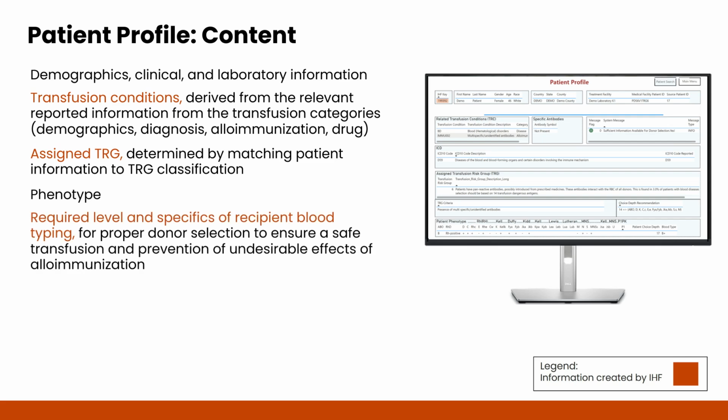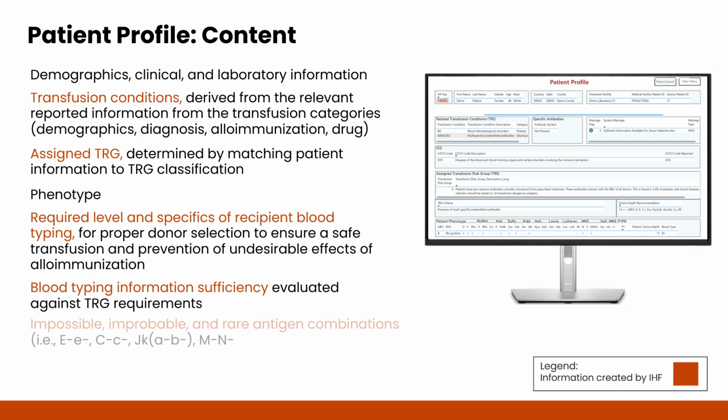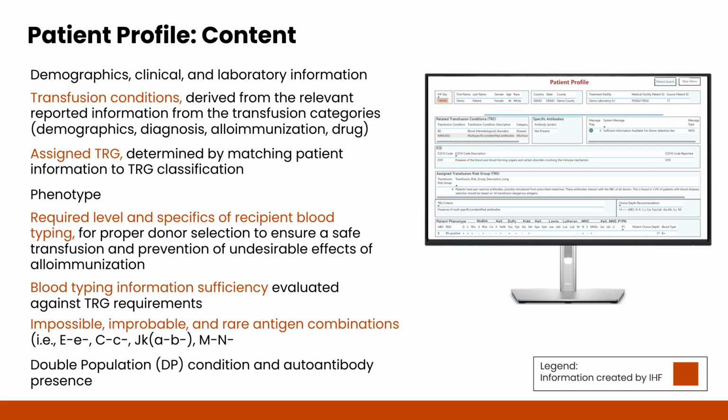Importantly here, we can also see the required level and specifics of recipient phenotyping for the purpose of donor selection. The next item is blood typing information sufficiency, which is evaluated against TRG requirements. Additionally, system-determined impossible, improbable, and rare antigen combinations. And finally, double population DP condition and autoantibody presence. Now, we are ready to watch the demonstration of patient profile using the IHF system.